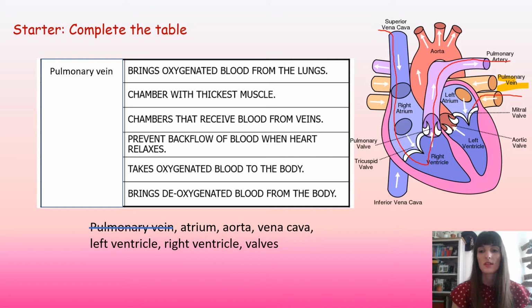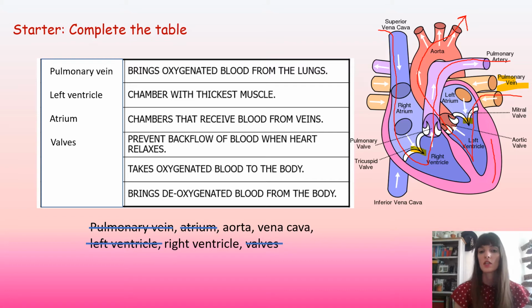The chamber with the thickest muscle is the left ventricle over here, and that's because that oxygenated blood here has to get pumped all the way out to the rest of the body through the aorta. The chamber that receives blood from the veins are the atriums, as we've just seen. And the things that prevent backflow of blood when the heart relaxes is the valves, and you can see an example of the valves here or here.